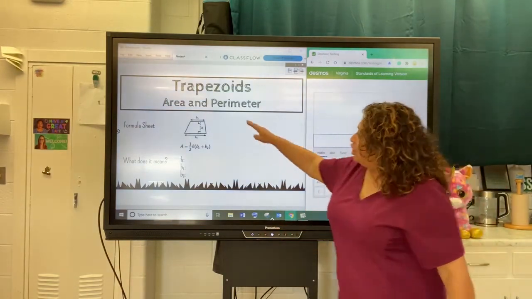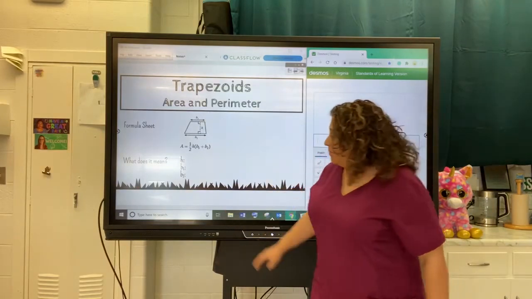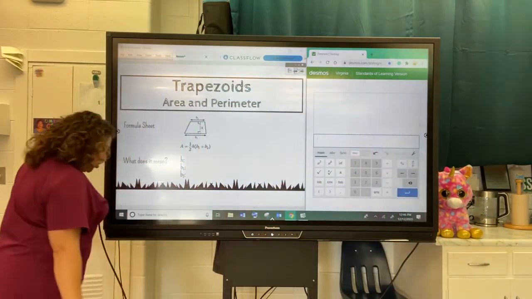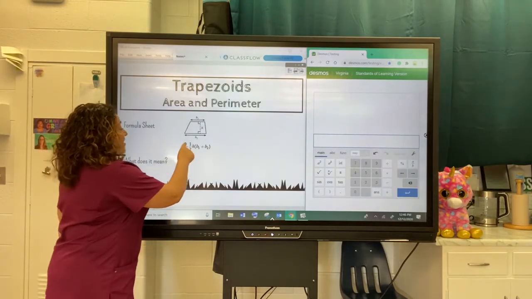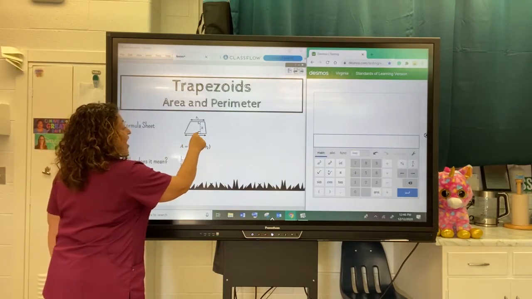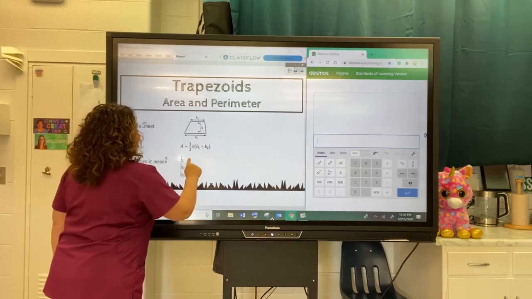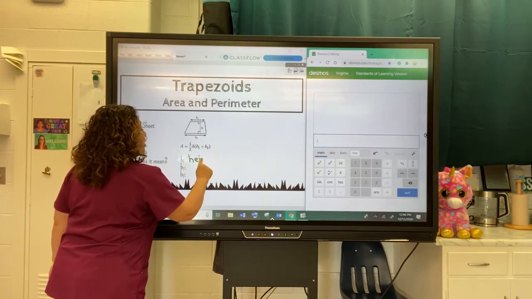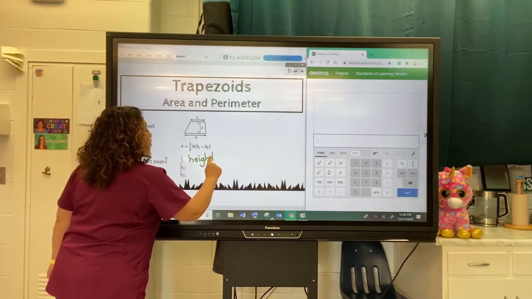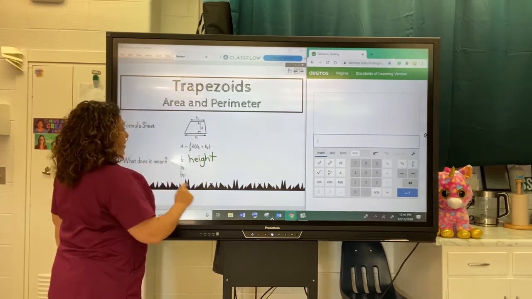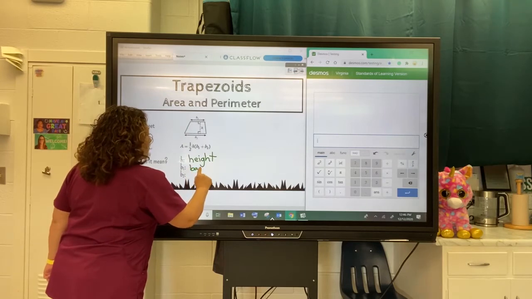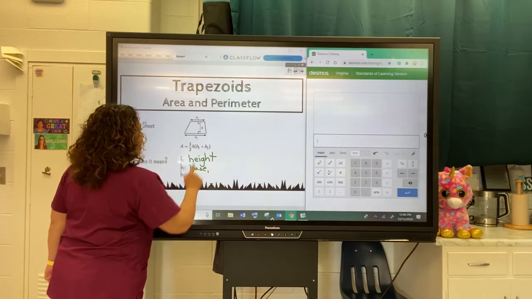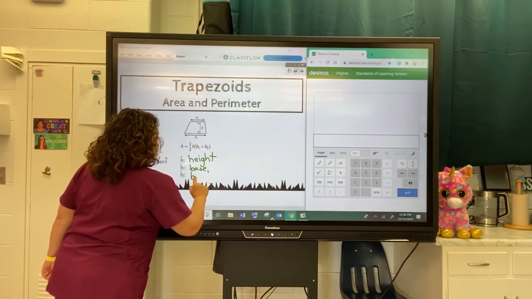So let's look at all of the letters here and make sure we know what they are. First of all, we know A equals area, and this is 1/2 h. That h is this height here. Always look at the picture. Make sure you understand where everything's coming from. Then we have our base 1, and I'm just going to write a sub 1 there. And then our base 2.